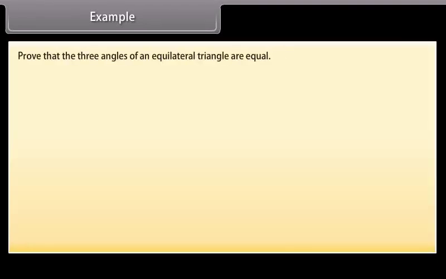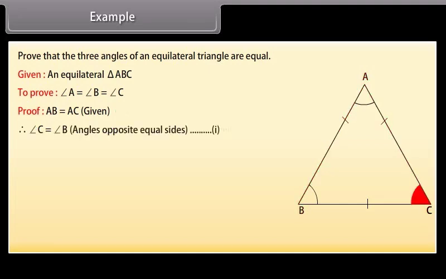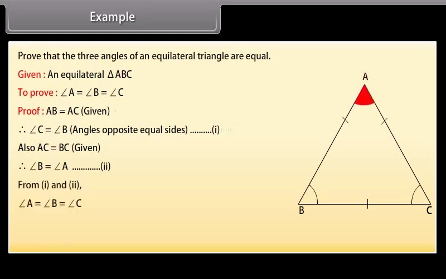Example. Prove that the three angles of an equilateral triangle are equal. Given an equilateral triangle ABC, we have to prove that angle A is equal to angle B, which equals angle C. Prove. AB is equal to AC is given. Therefore, angle C is equal to angle B because angles opposite equal sides are equal. Mark it as 1. Also, AC is equal to BC is given. Therefore, angle B is equal to angle A. Mark it as 2. From 1 and 2, angle A is equal to angle B, which is equal to angle C. Hence the result.